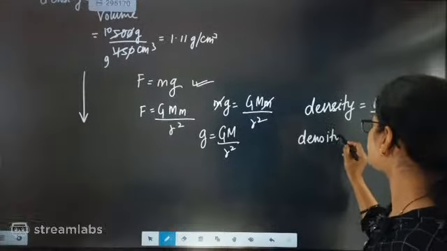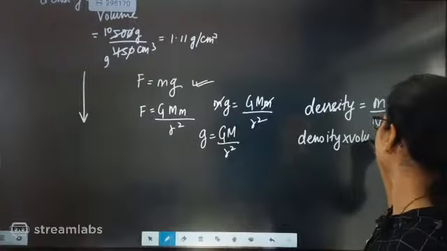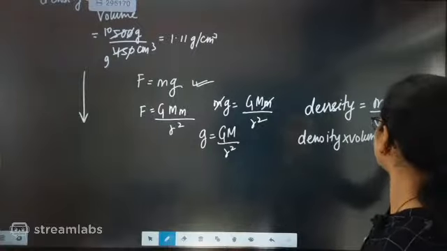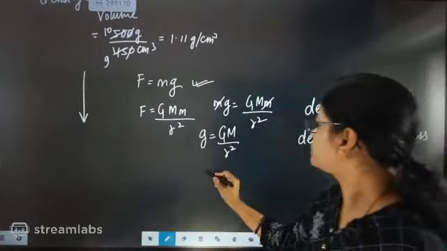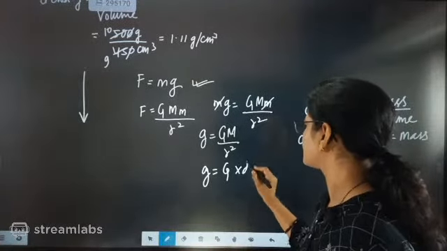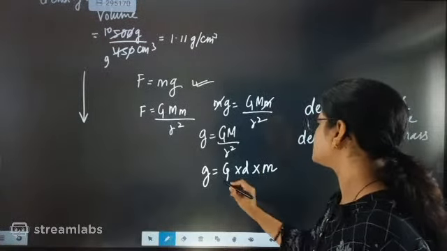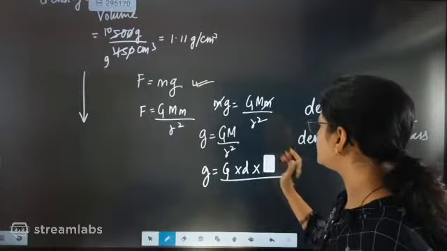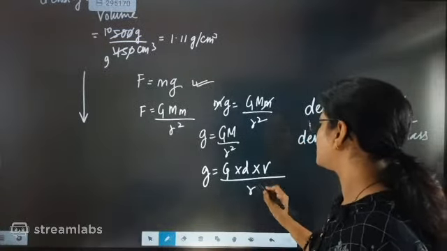So density into volume equal to mass of the planet. So G will be equal to G, instead of this M, density into volume of the planet by R square.